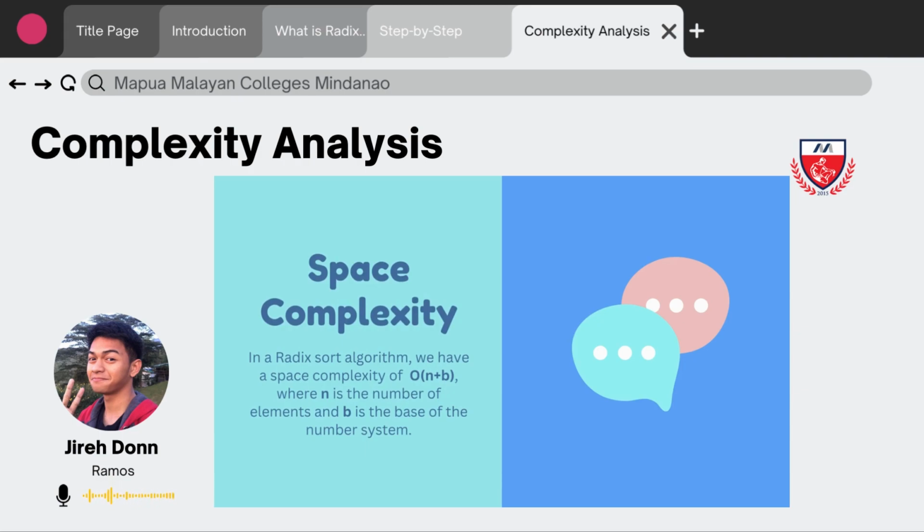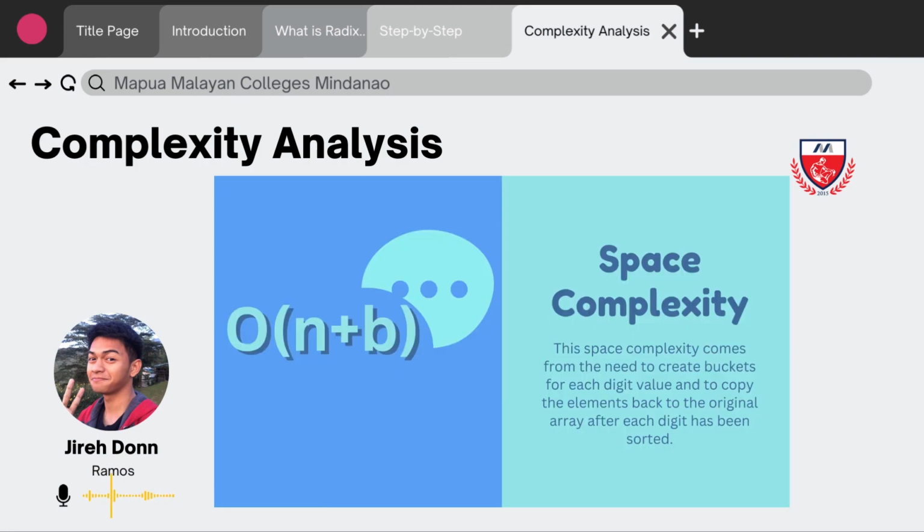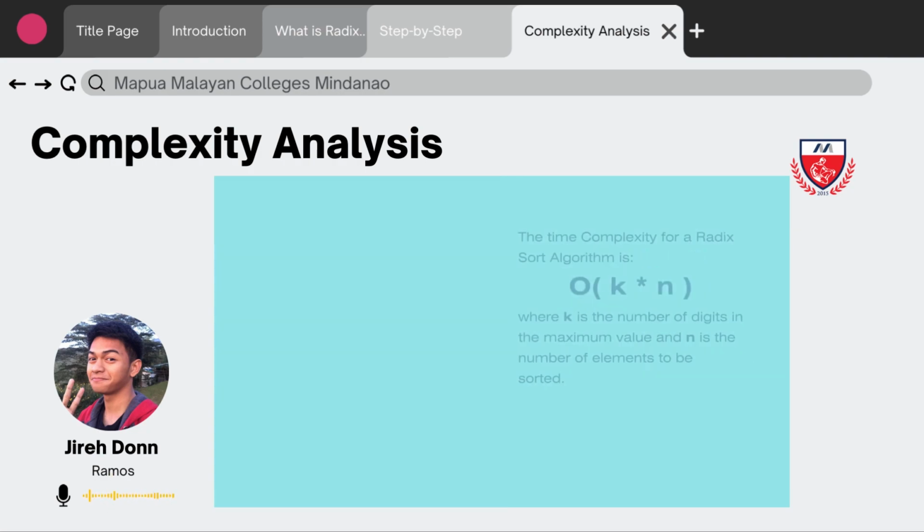In a Radix sort algorithm, we have a space complexity of big O of n plus b, where n is the number of elements and b is the base of the number system. This space complexity comes from the need to create buckets for each digit value and to copy the elements back to the original array after each digit has been sorted.